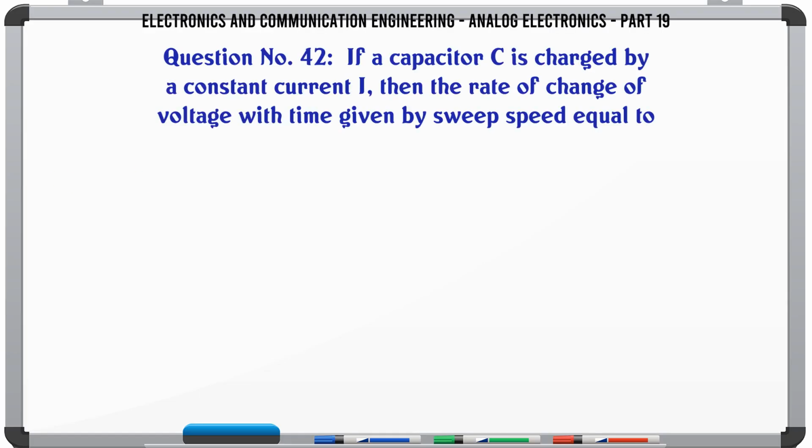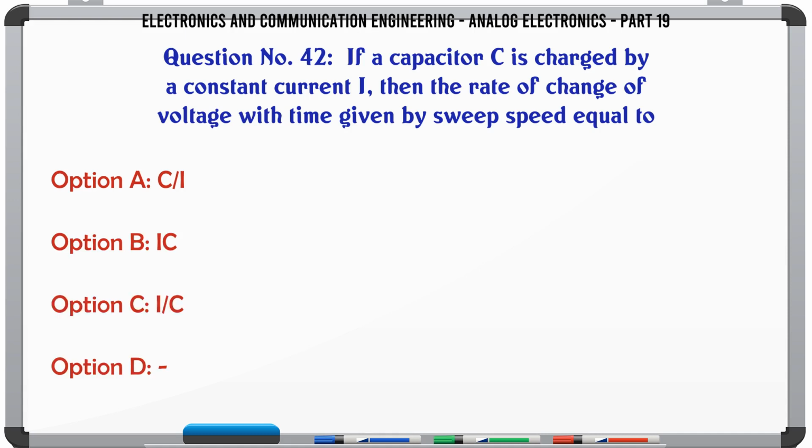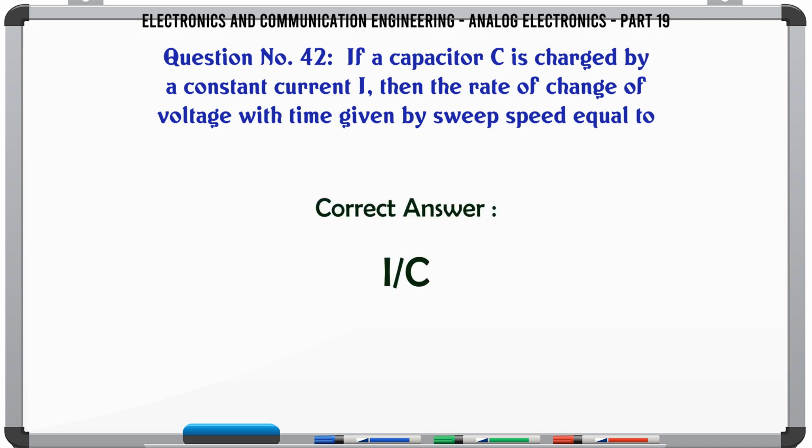If a capacitor C is charged by a constant current I, then the rate of change of voltage with time, given by sweep speed, is equal to A. CI, B. I/C, C. IC, D. C/I. The correct answer is I/C.